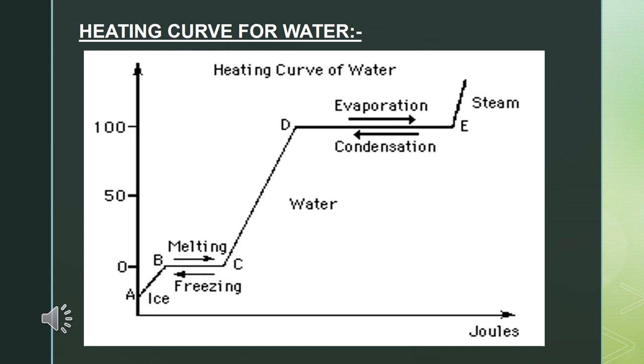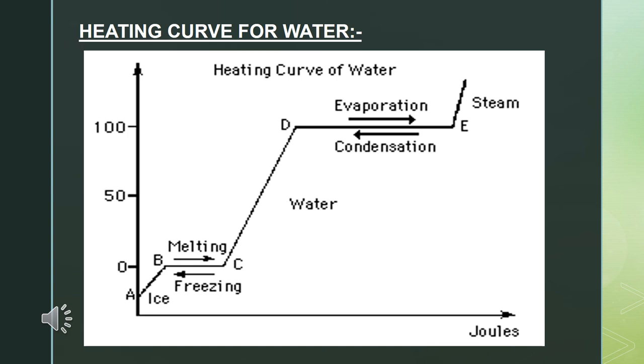Now let's talk about the summary of this heating curve. Basically the heating curve tells us what actually happens when something which is totally frozen is provided with heat: it changes states. So this heating curve is a graph showing that the ice is getting converted into water and how it converts into water.